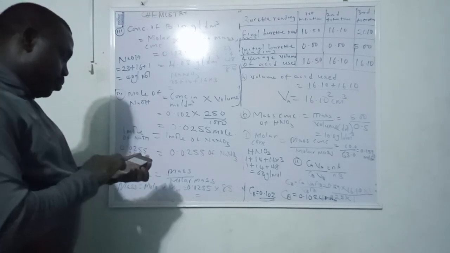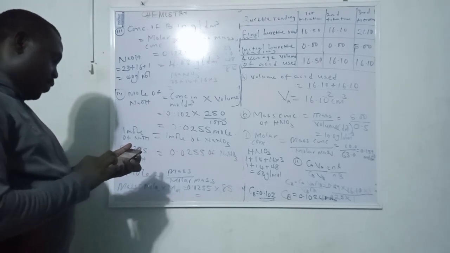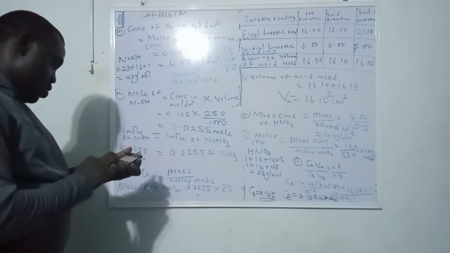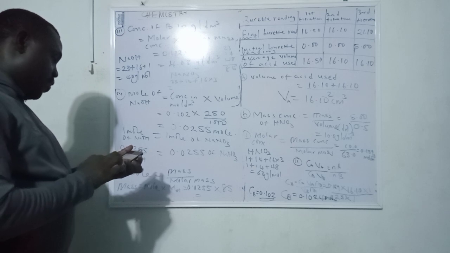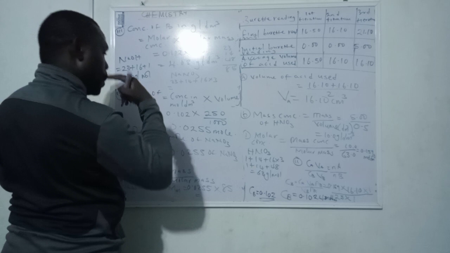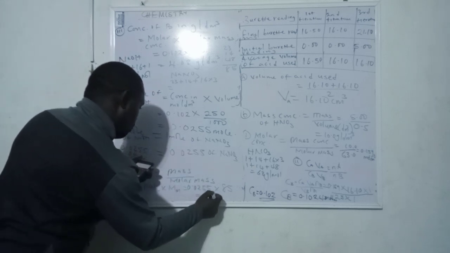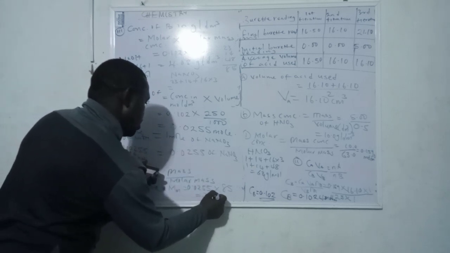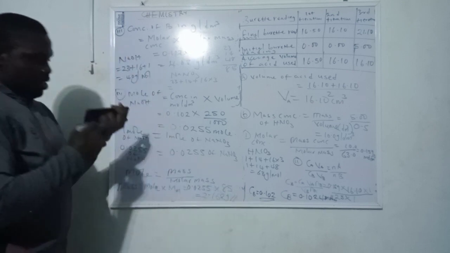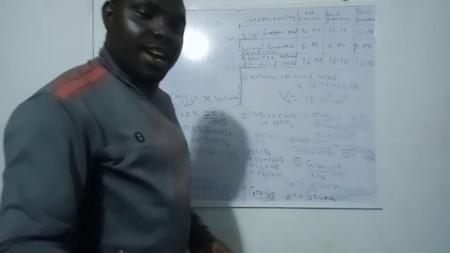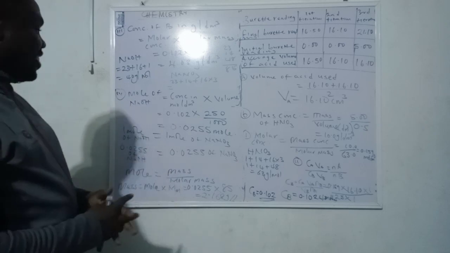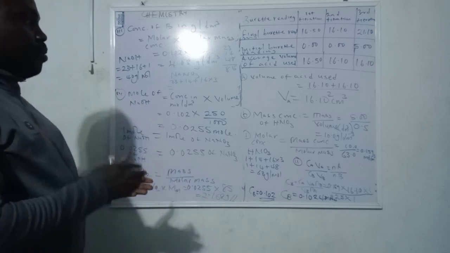So multiply with 85. 0.0255 times 85. Okay, here I am having 2.168 gram. You can cross check over there. And that's the final answer to this question. I'm sure it's pretty simple, right? So you could see how I got number 1, number 2, number 3, number 4.